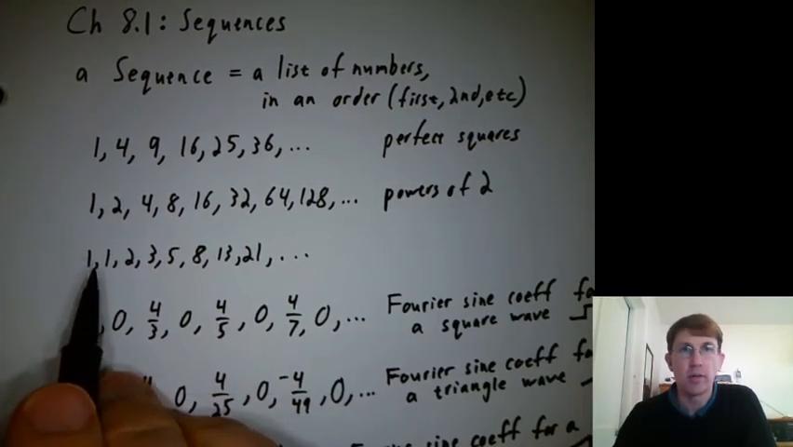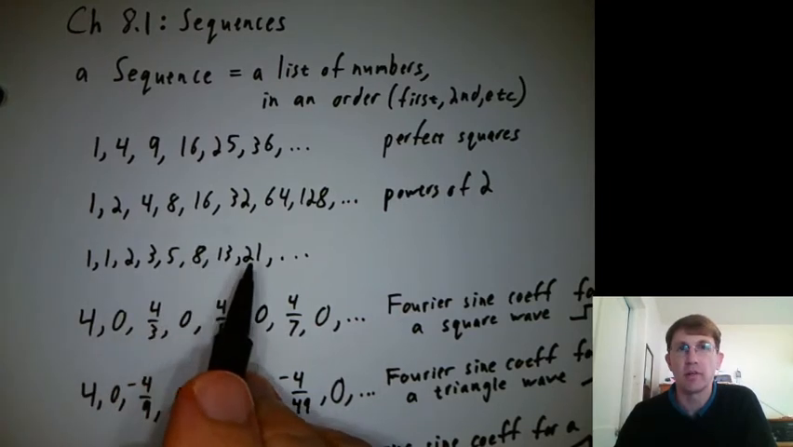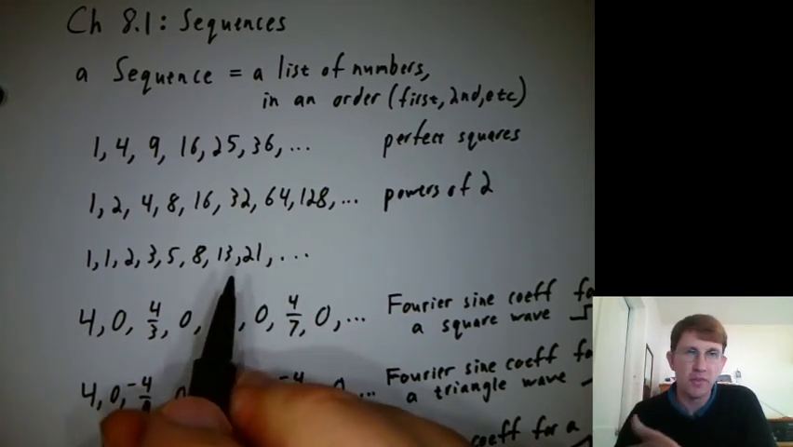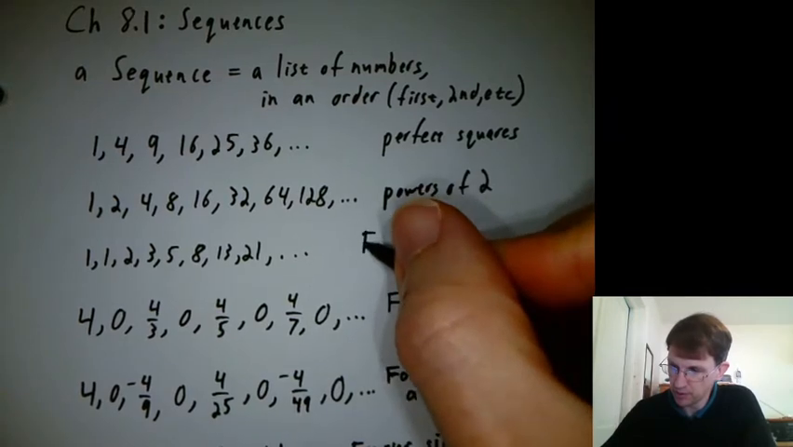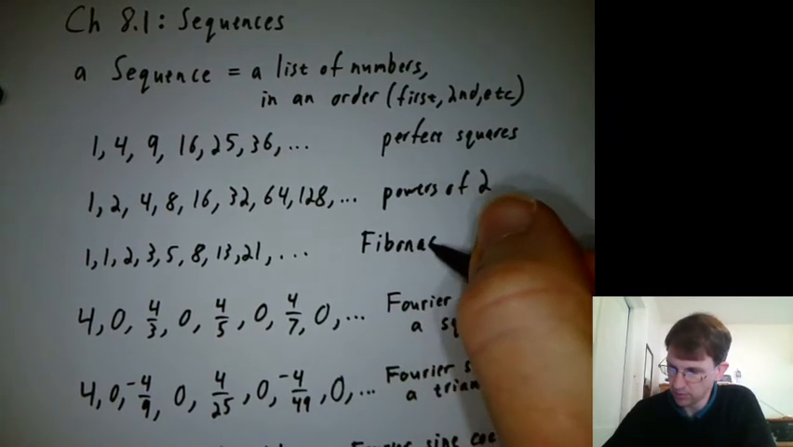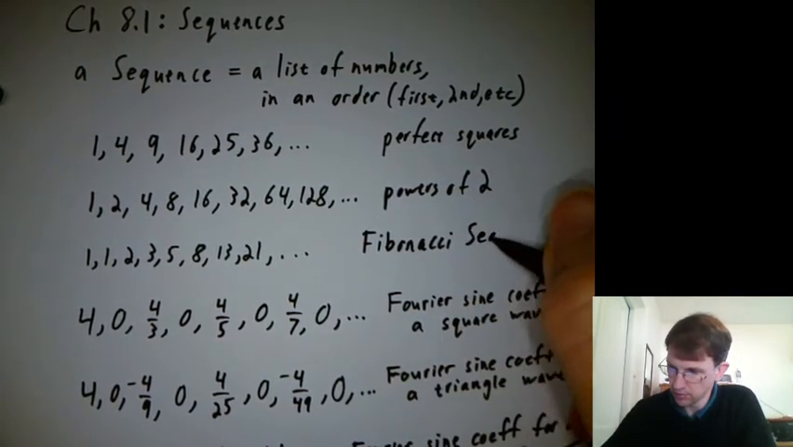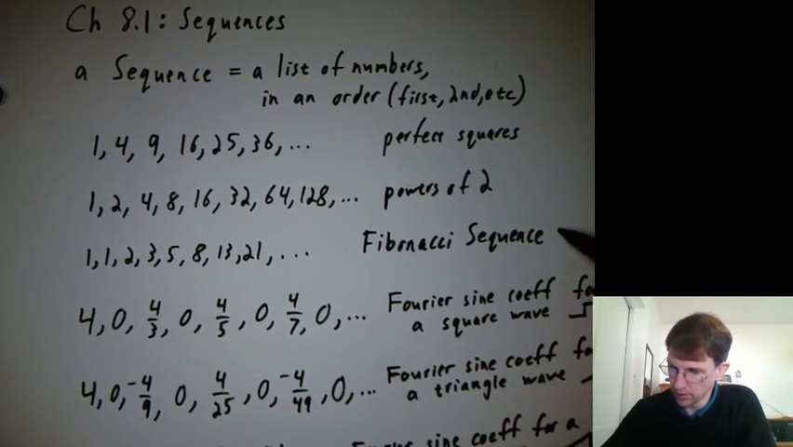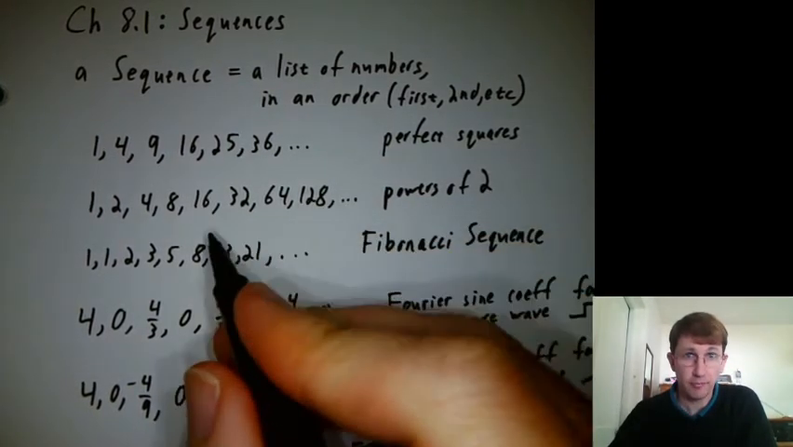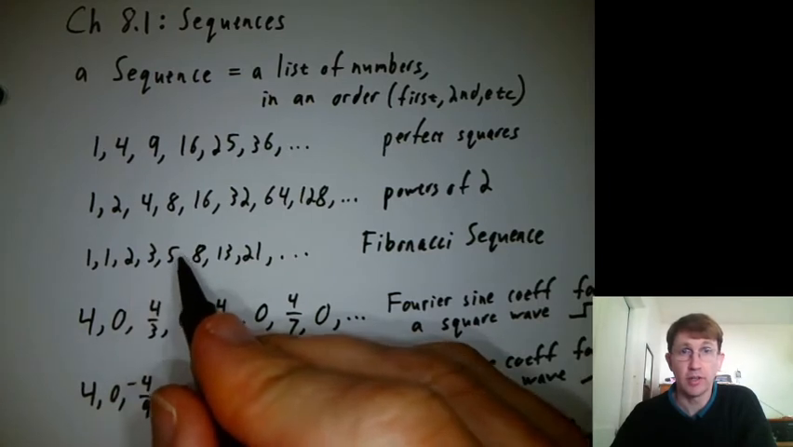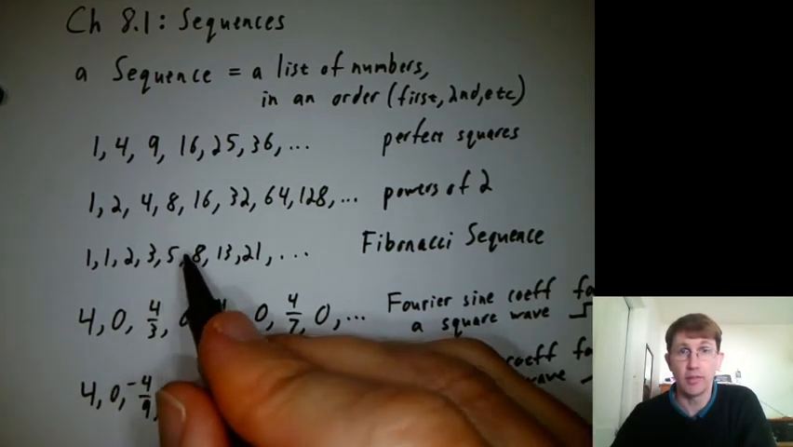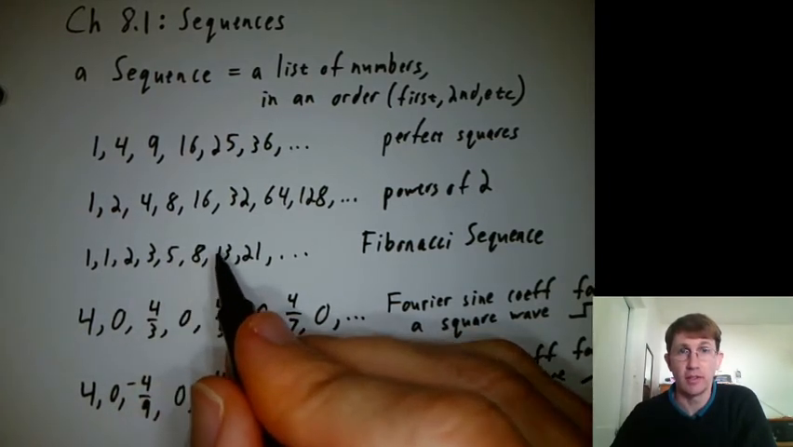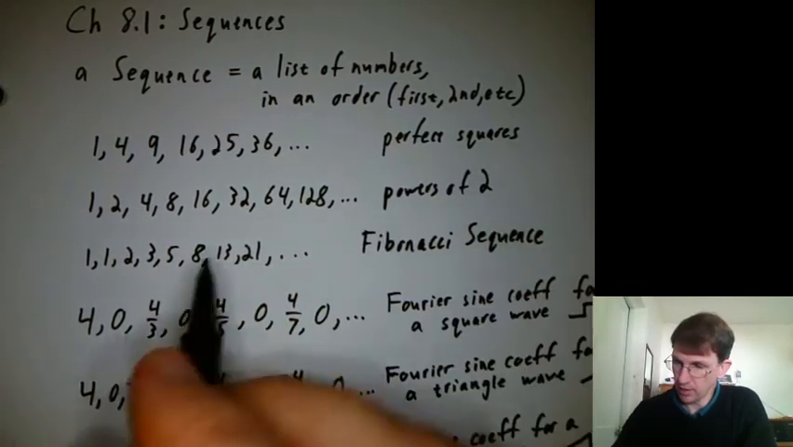This one's a little trickier. 1, 1, 2, 3, 5, 8, 13, 21, etc. Maybe you've seen that before. That's called the Fibonacci sequence. And how do you get that? Well, if you add the 2 and the 3, you get the 5. If you add the 3 and the 5, you get the 8. If you add the 5 and the 8, you get the 13, etc.